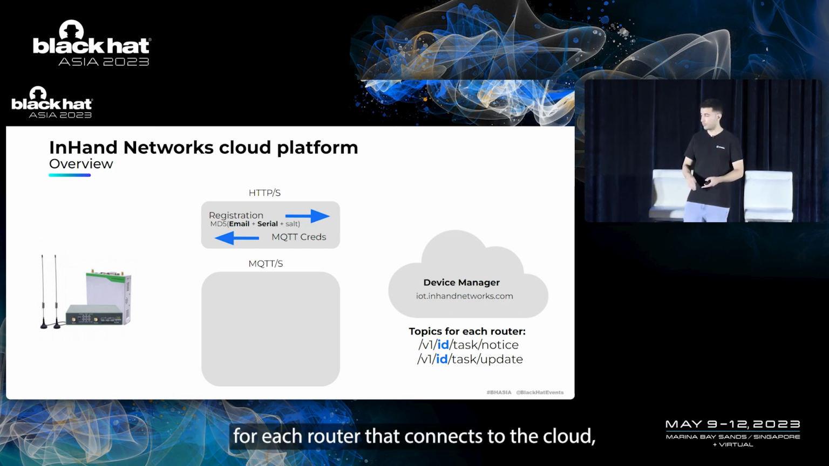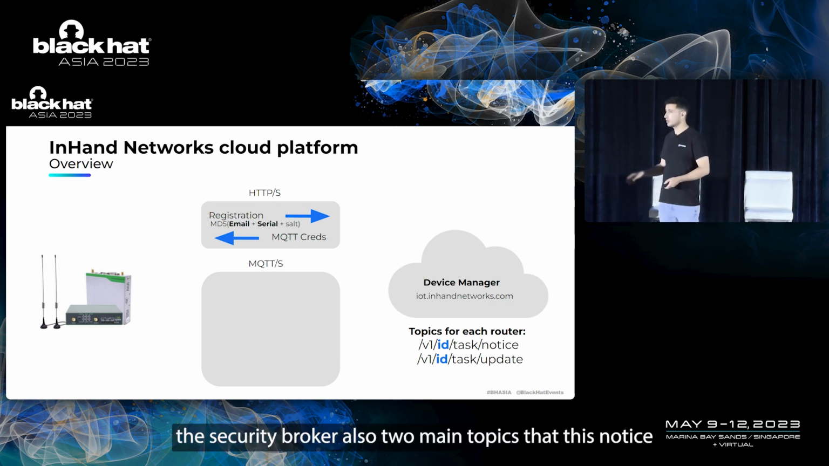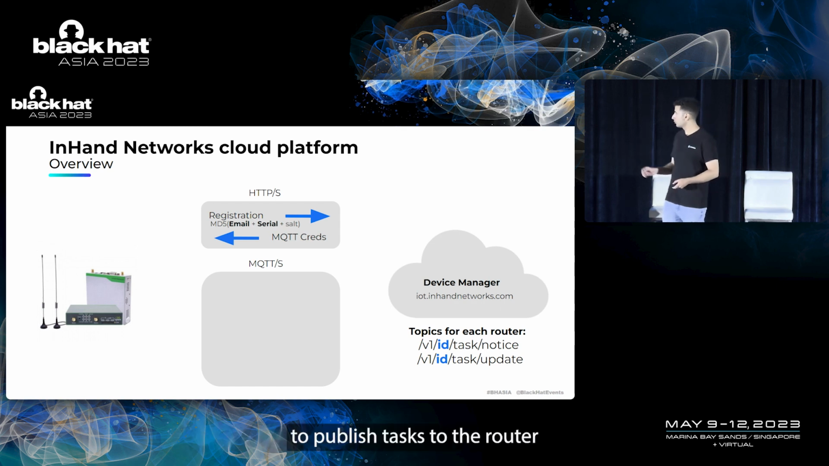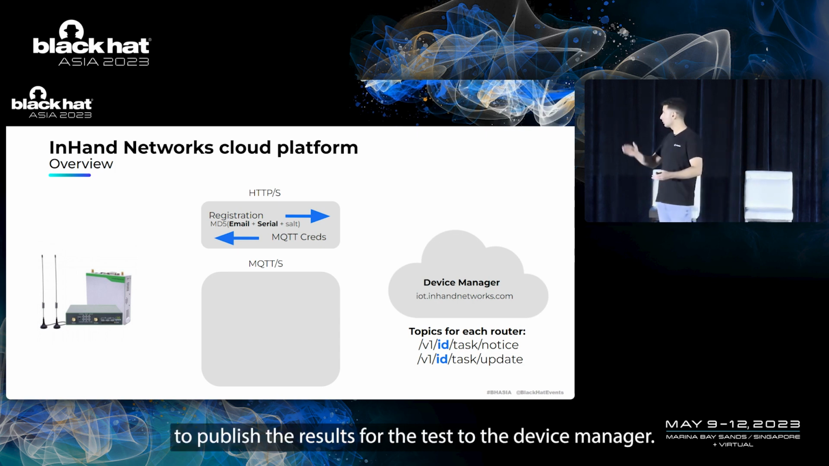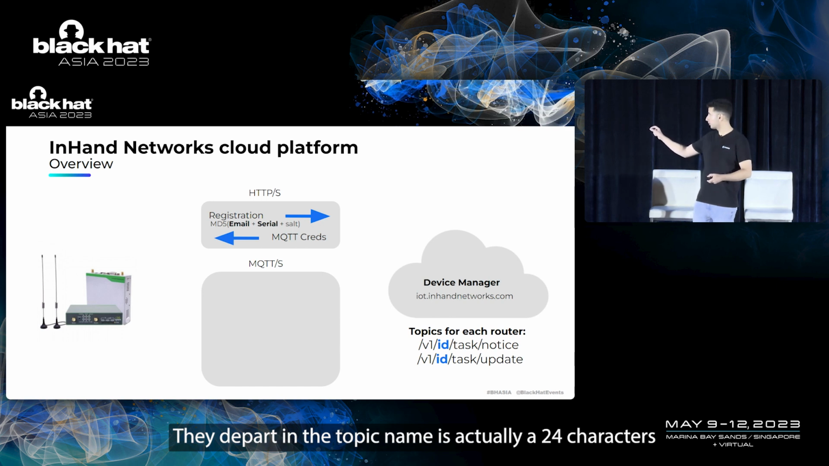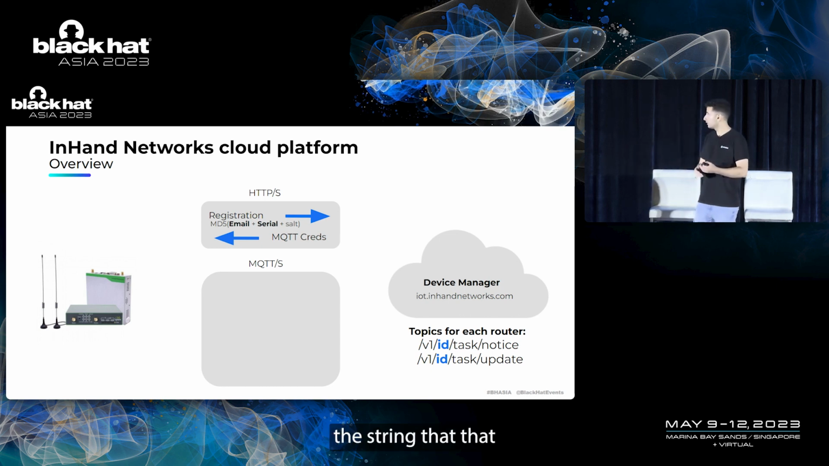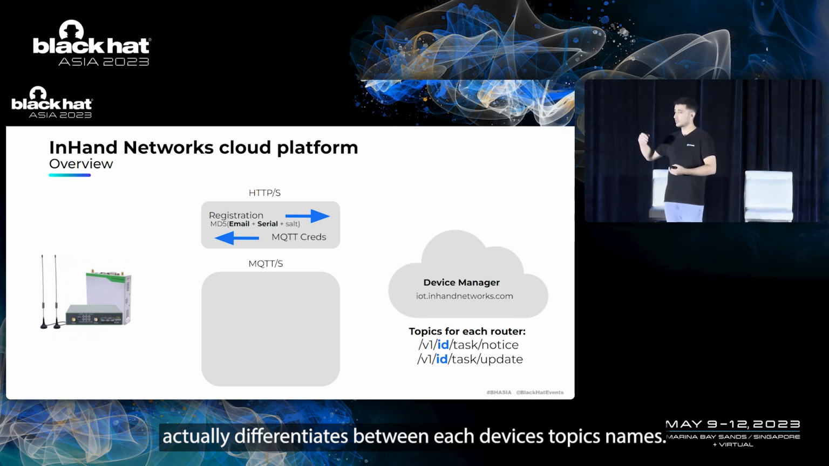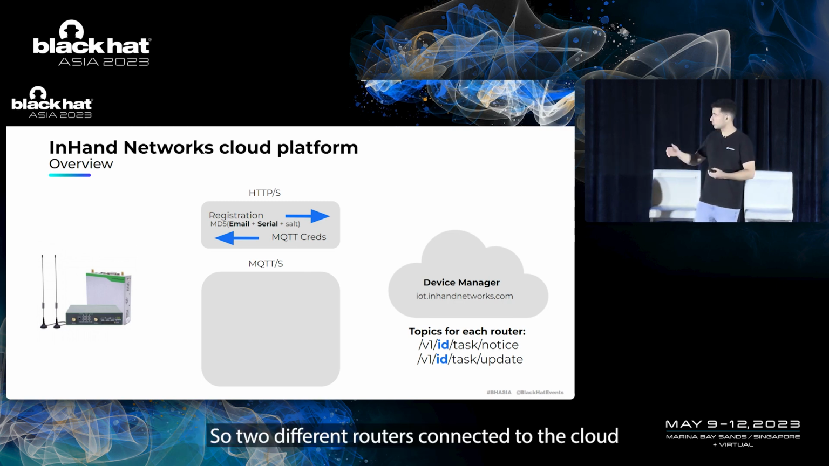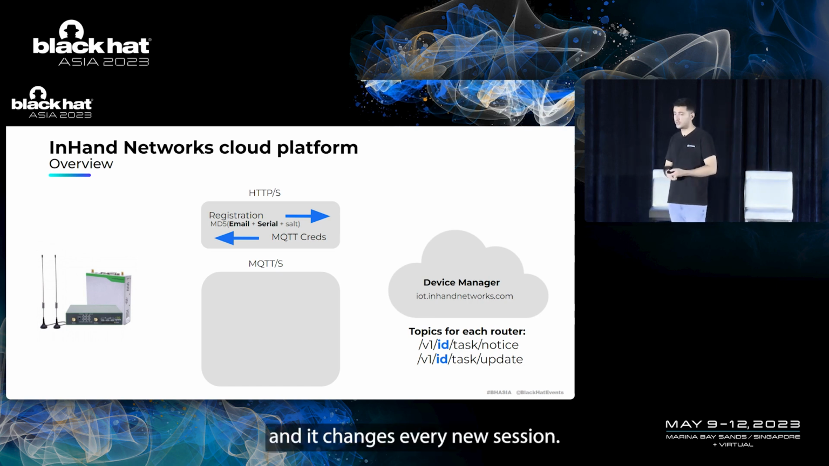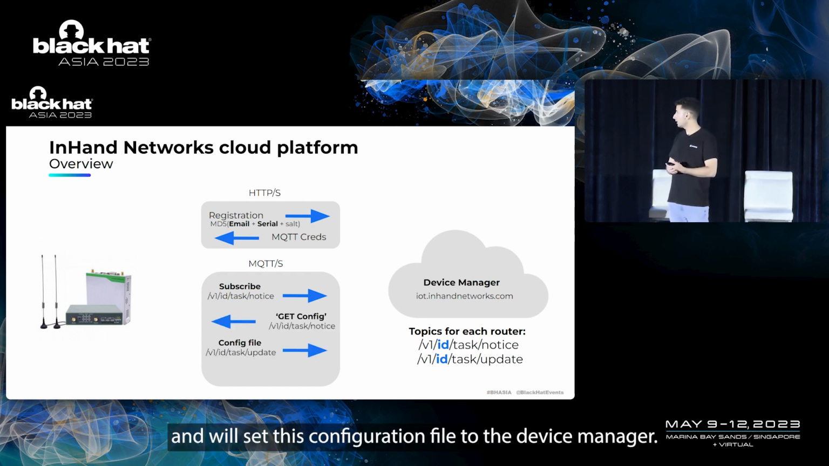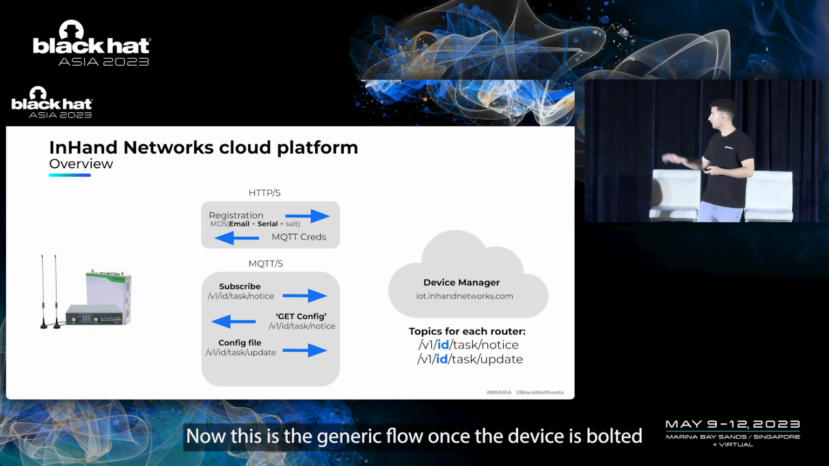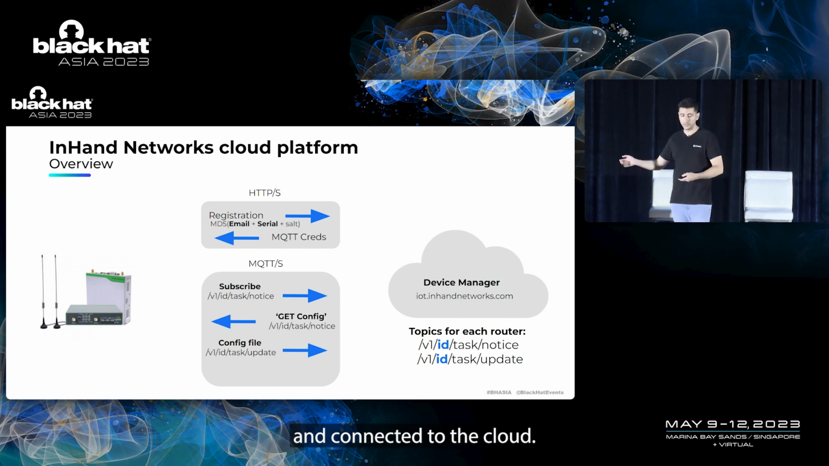Now, it's important to note that for each router that connects to the cloud, the MQTT broker holds two main topics: the task notice, used to publish tasks to the router, and the task update, used by the router to publish the results of the tasks to the Device Manager. The ID part in the topic name is a 24-character hexadecimal string that differentiates between each device's topic names. So two different routers connected to the cloud will have two different IDs, and it changes every new session. Now the router will subscribe to the task notice, get a get-config task, and send its configuration file to the Device Manager.